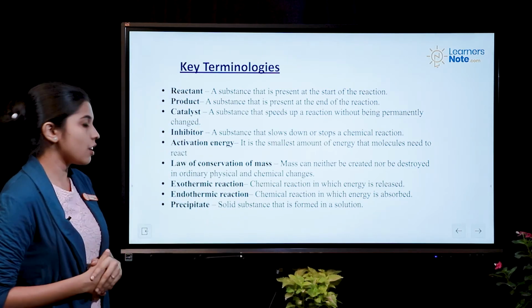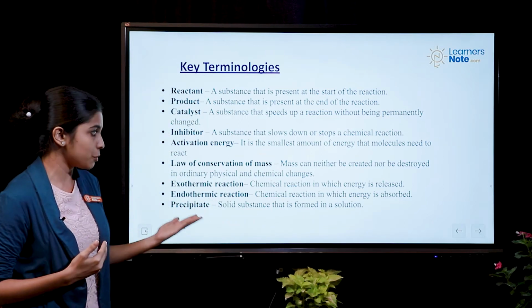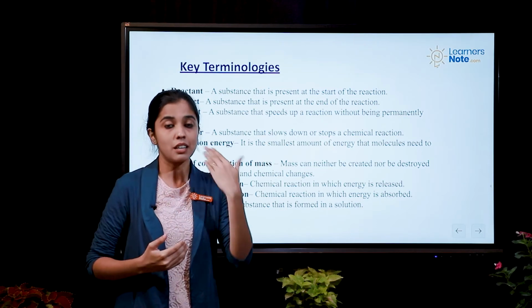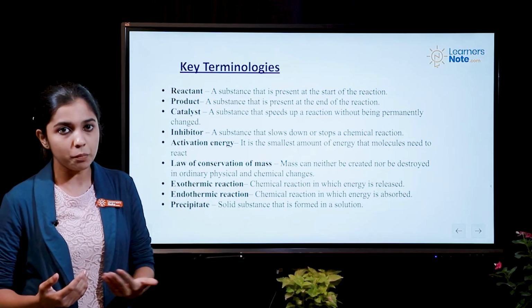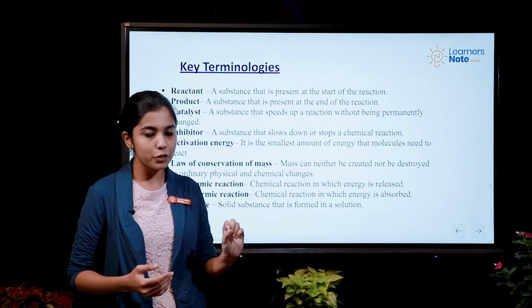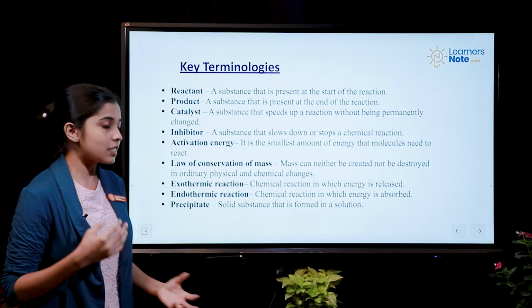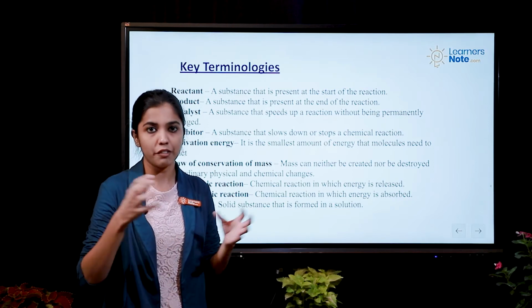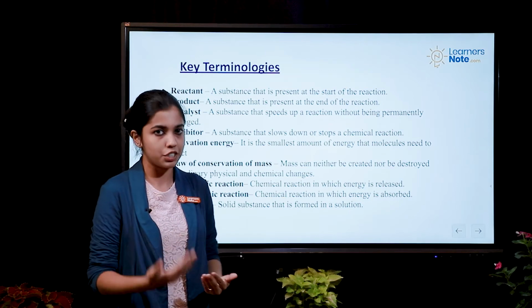Then you have something called endothermic and exothermic reaction. You might have heard this terminology before, but still: a chemical reaction in which energy is released is called an exothermic reaction, and a chemical reaction in which energy is absorbed is called an endothermic reaction. And the last term, which is very confusing for almost all students, is precipitate. A precipitate is a substance which is solid and is formed in the solution when a reaction is taking place. So these are a few key terminologies that you might come across in this chapter.